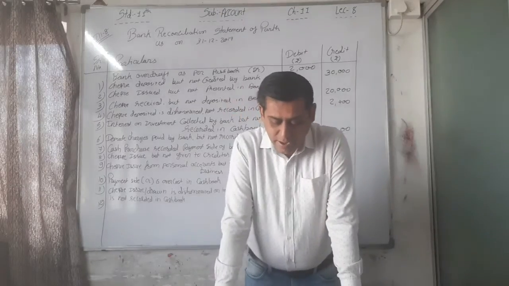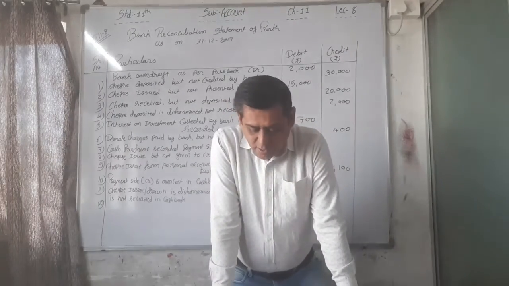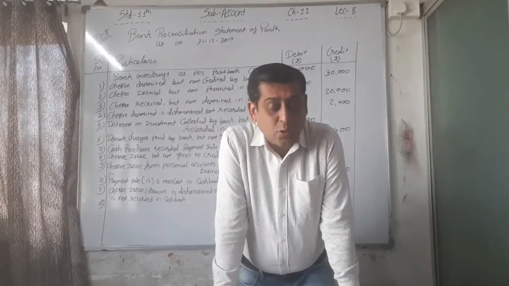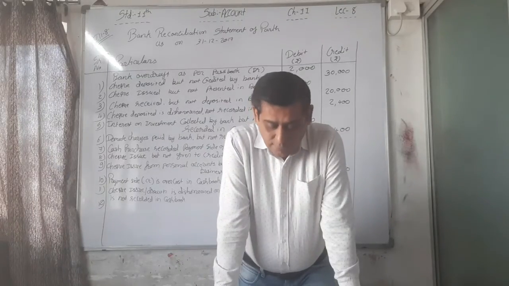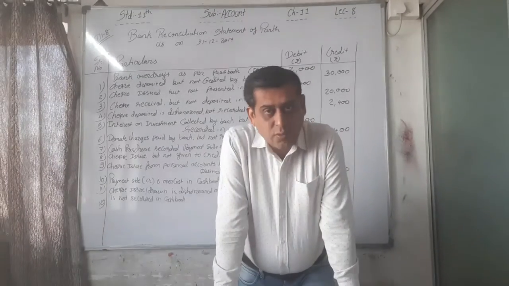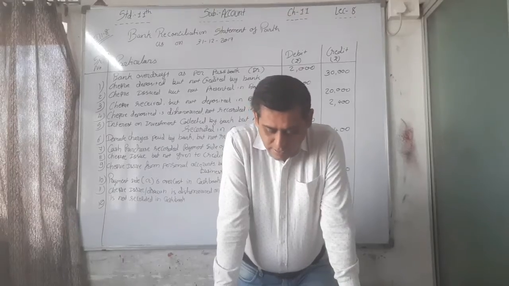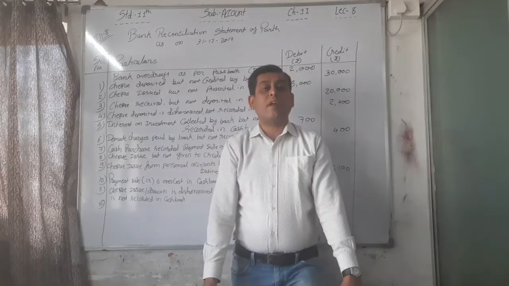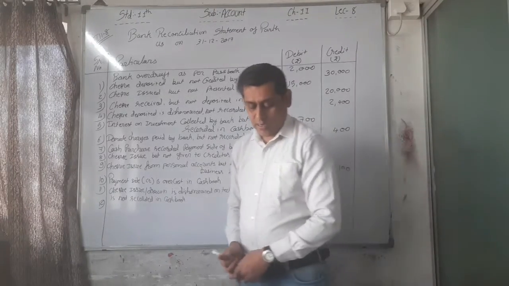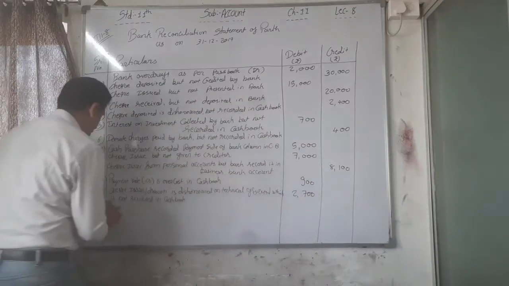Interest credited by bank 500 and commission debited by bank 100, not recorded in the cash book. Two different entries. One, bank credited, that's why we have to debit it. One, bank debited, that's why we have to credit it. So write down 2 points. Interest credited by bank not recorded in cash book.